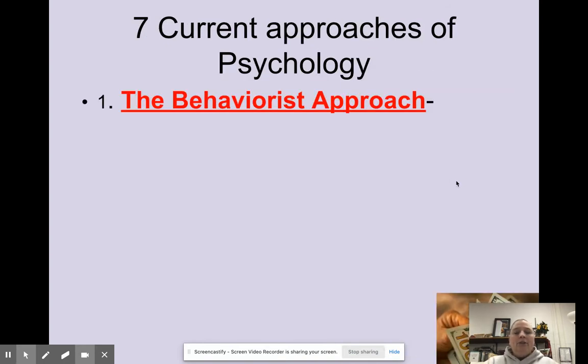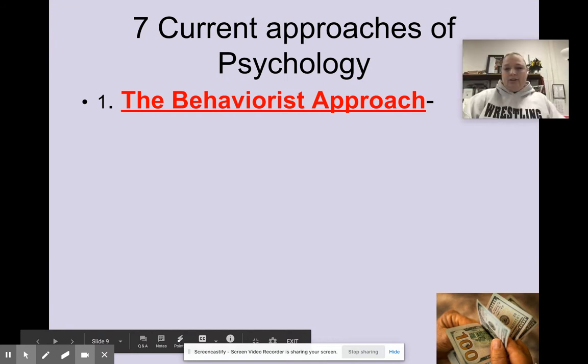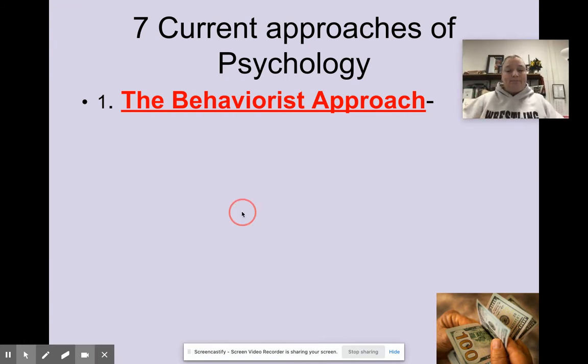All right, so here's what we're going to do. I'm going to give you each of these approaches, and then I'm going to try to give you an example that will help you remember it. So let me move my picture up here so you can see the pictures below. Okay, we're going to start with the behaviorist approach.